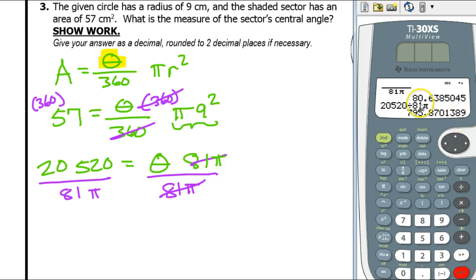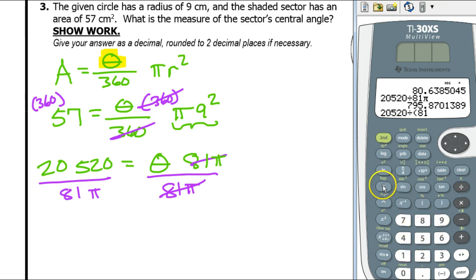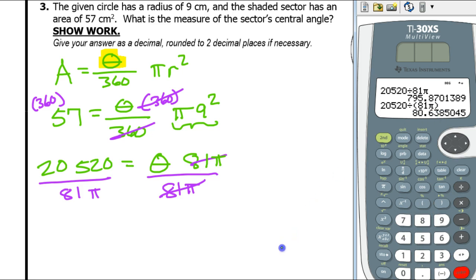If you're going to type it in your calculator this way, the 81 pi needs to be in parentheses. So you would need to write 20,520 divided by, and then put the 81 pi in parentheses. And then you get the same answer. So watch out for that mistake.